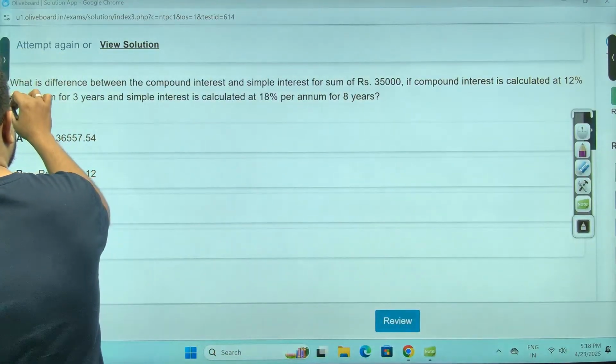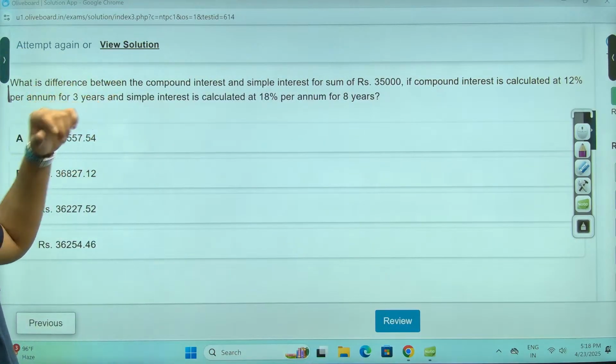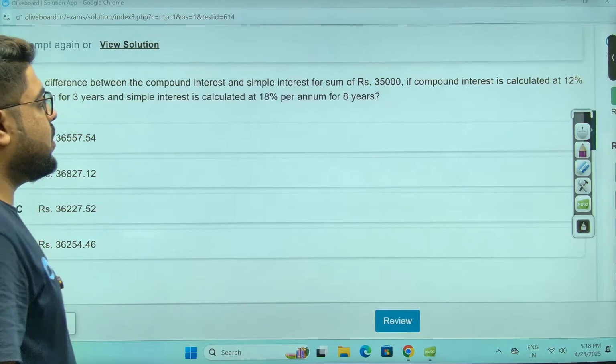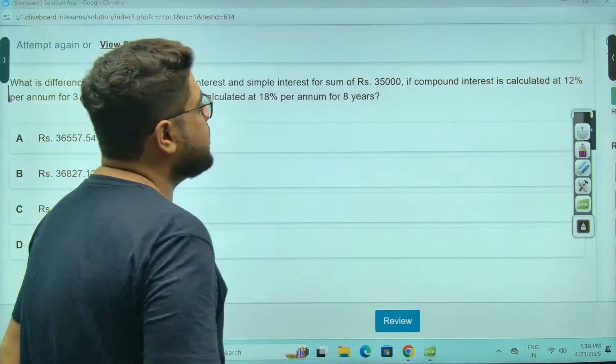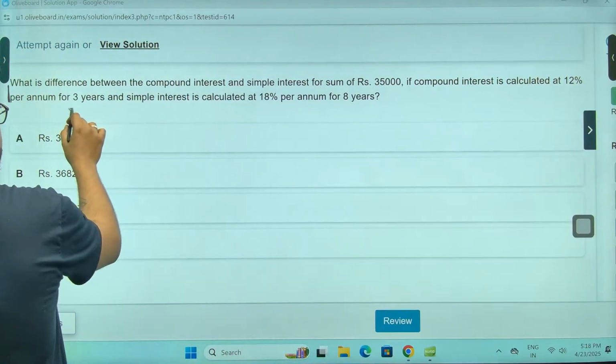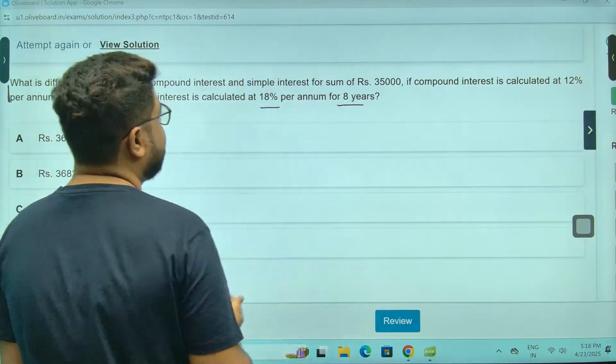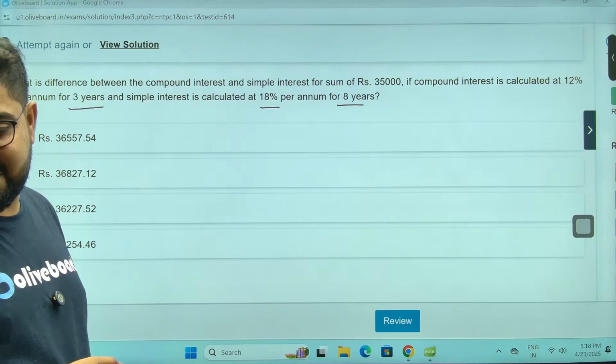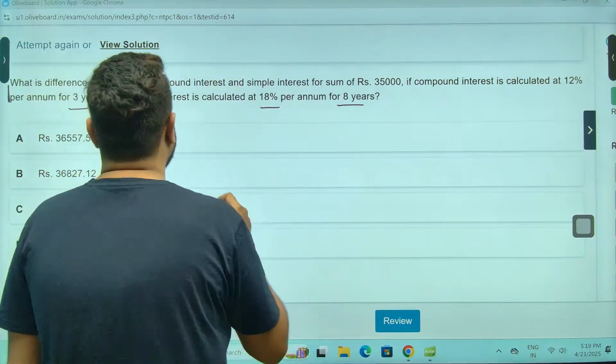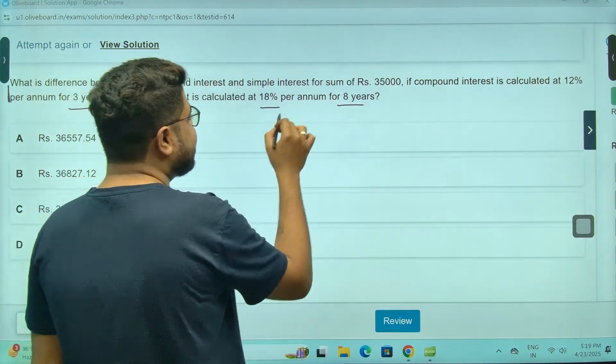What is the difference between compound interest on 35,000, compound interest 12% for 3 years and simple interest 18% for 8 years? Oh, they have given you some calculative questions this time.